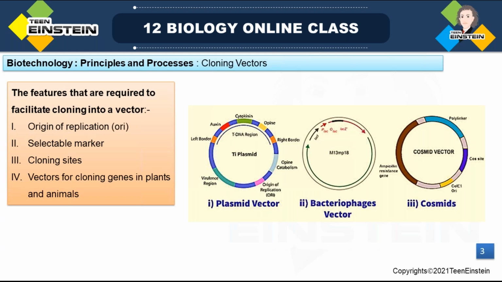Then vectors for cloning genes in plants and animals. So these are the minimum features that are required to facilitate cloning into a vector. Here you can see plasmid vectors, bacteriophages, and cosmids. All these are different kinds of vectors which are used for cloning.